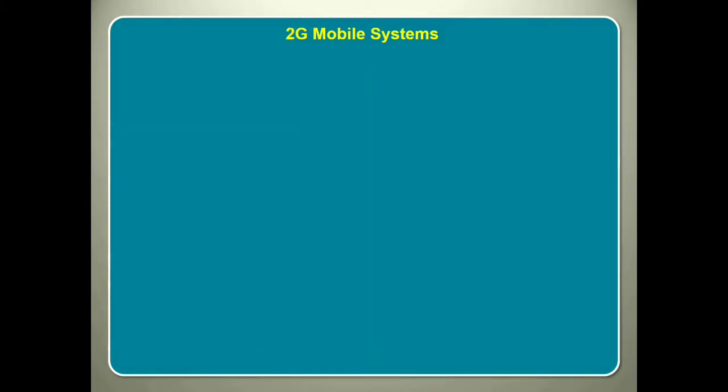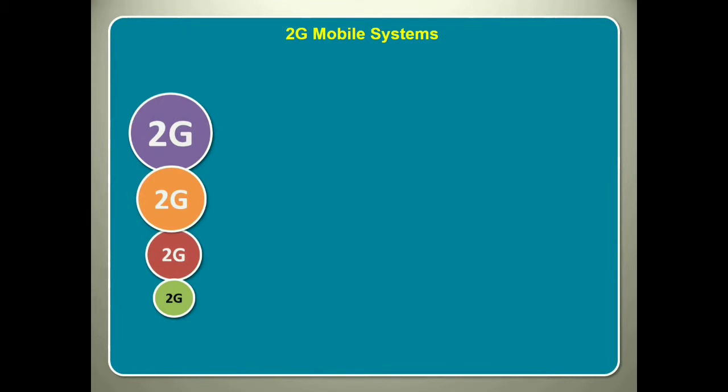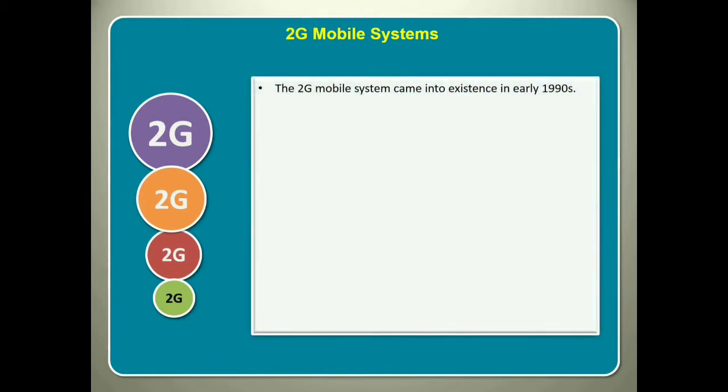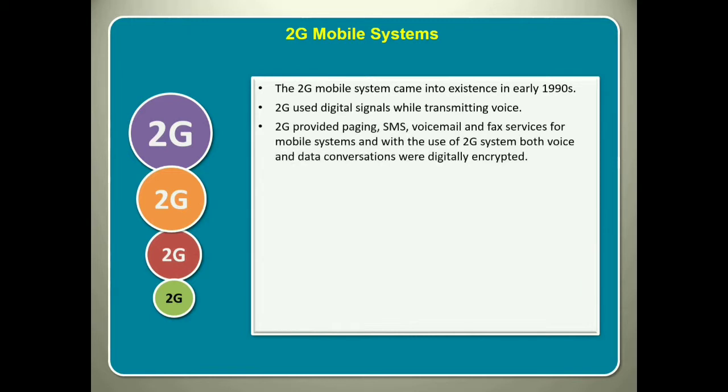Next is the 2G mobile system. The 2G mobile system came into existence in the early 1990s. 2G used digital signals while transmitting voice. 2G provided paging, SMS, voicemail, and fax services for mobile systems, and with the use of the 2G system, both voice and data conversations were digitally encrypted.